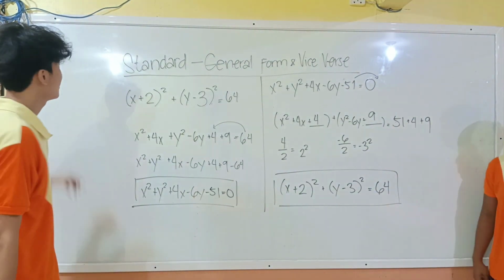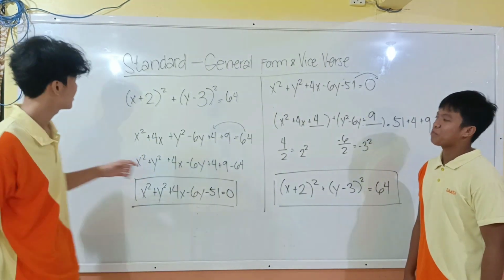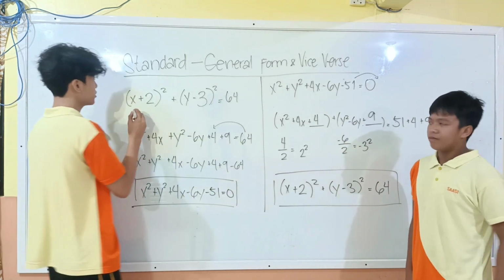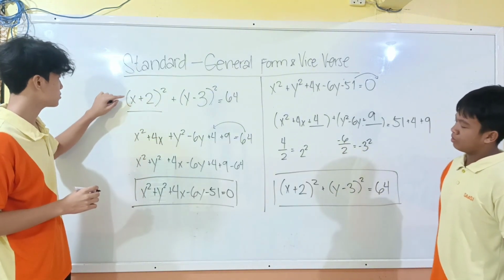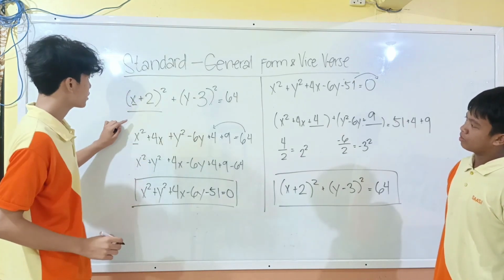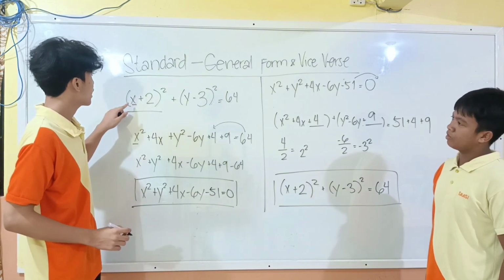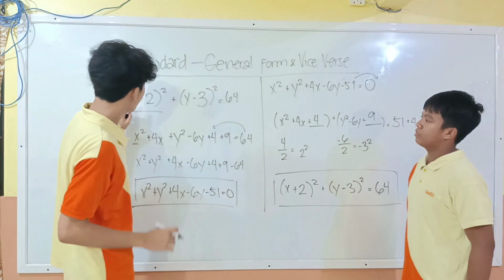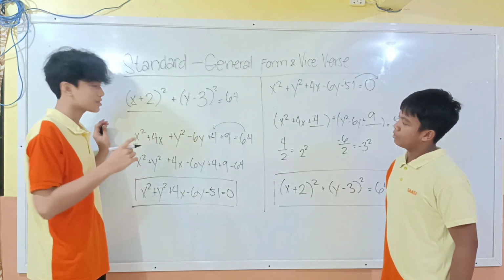Now we're going to learn how to change a standard form to general form. The first step is to square the first term. So we're going to focus on this group right here first. We square the first term, and we get x squared. And then we get twice the product of the first term and the second term. x times 2 is 2x. And then 2x times 2.